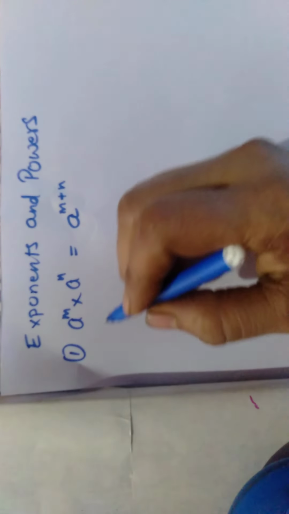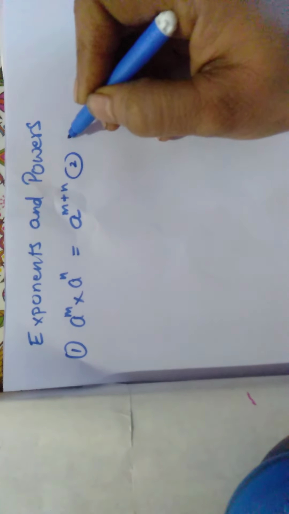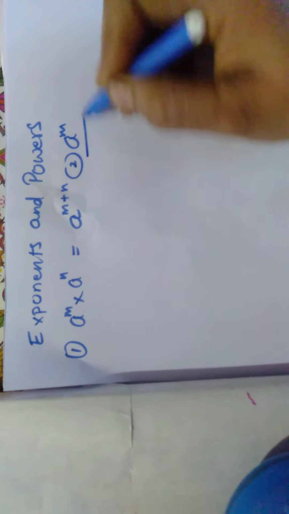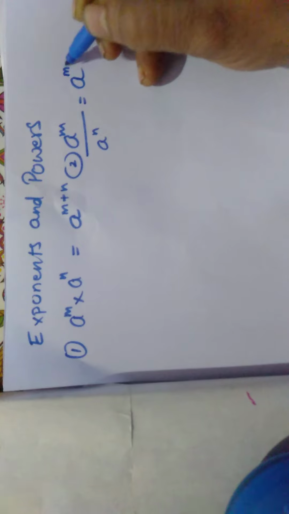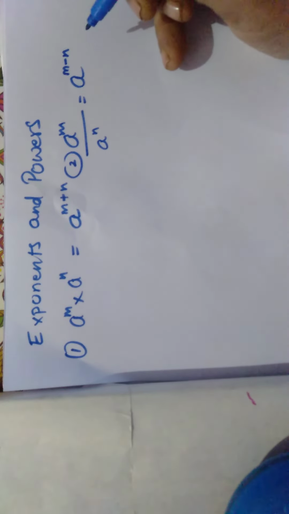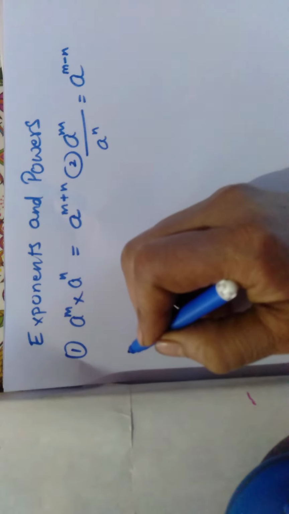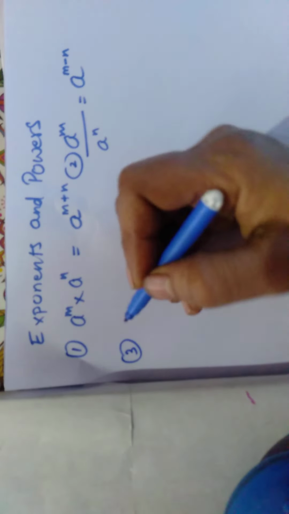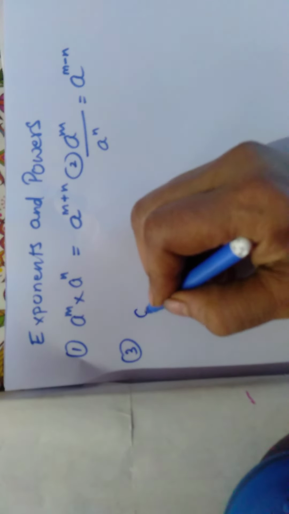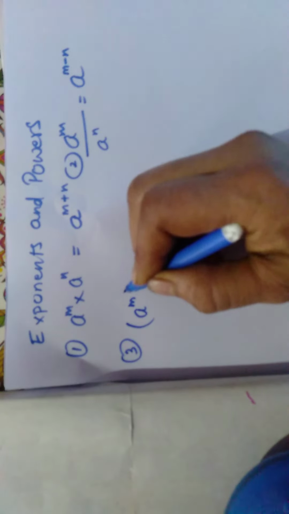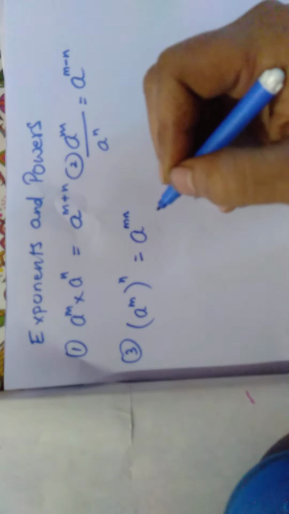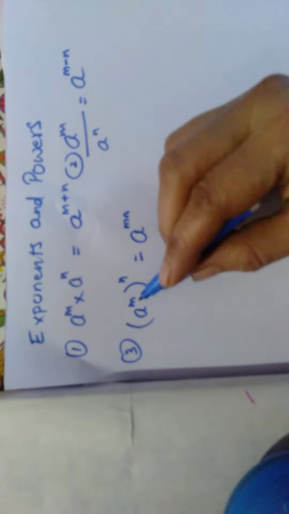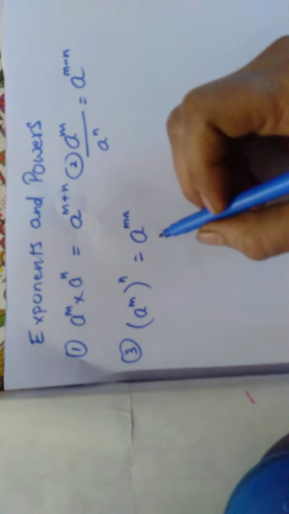And the second one is, if a to the power m upon a to the power n is there, then it becomes a to the power m minus n, that is, the power is subtracted. Now let us see the third one. The third one says that if a to the power m whole to the power n is there, then this is equal to a to the power m into n, that is, the product of both the powers, when the same base is there.